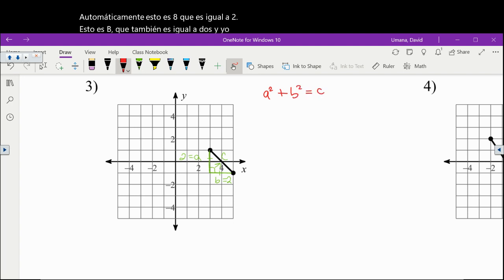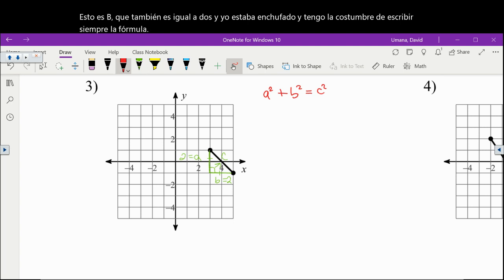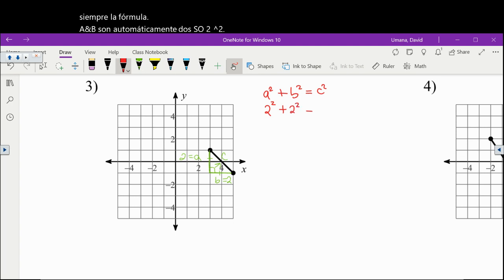And I have a habit of always writing the formula. A and B are automatically 2, so 2 squared equals C squared. There is no big deal with 2 squared.